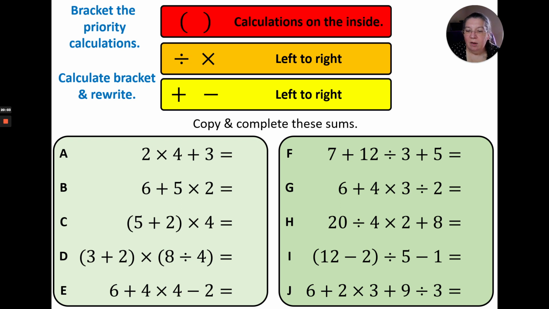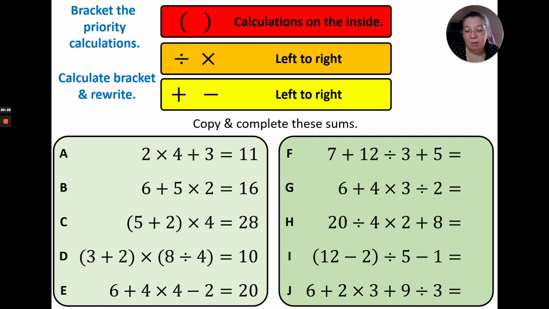Okay, so let's have a look. So 2 times 4 plus 3. So we need to do the multiplication. 2 times 4 is 8. And then we need to add on the 3. Did you get the right answer? Did you get 11? Well done. The second one, we do the multiplication. 5 times 2 is 10, plus 6 is 16.